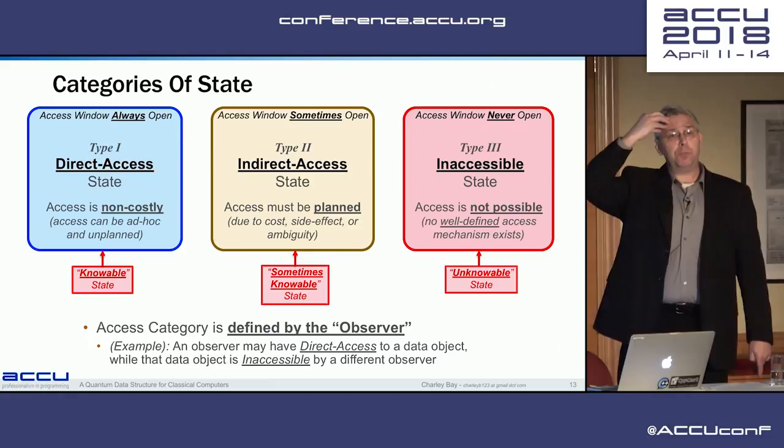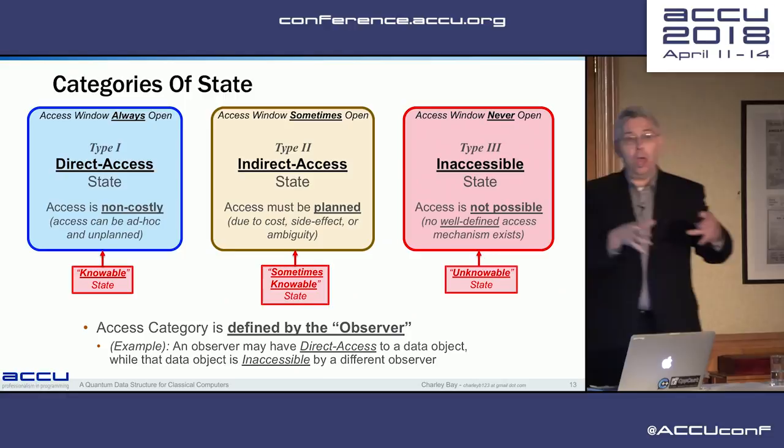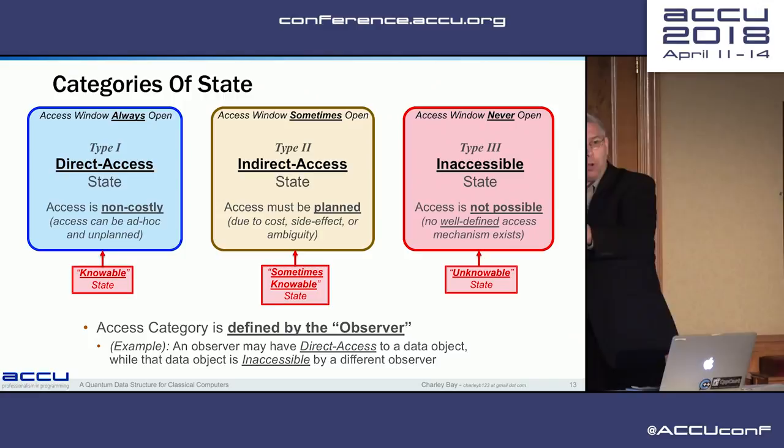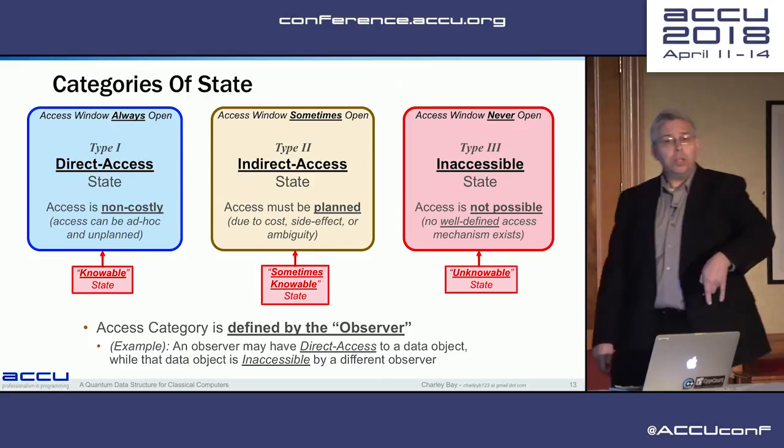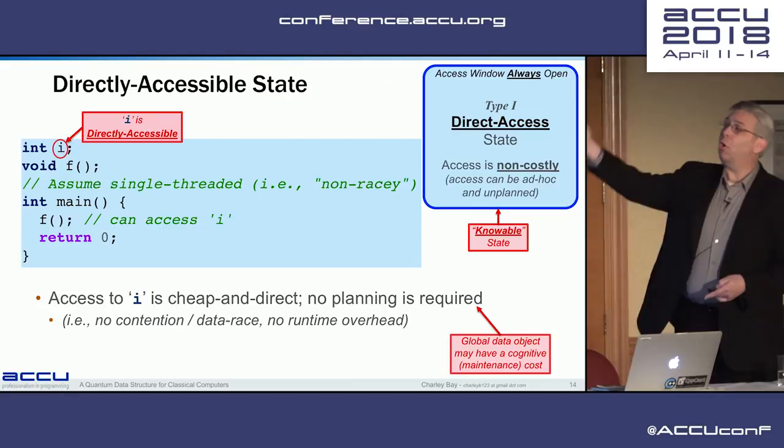So state is defined ultimately by the access by the observer. One observer can view the state, maybe directly manipulate it. Another observer, maybe there are windows where this other observer can access it, and maybe another observer yet can never access that state. So state's always accessed based on the context of the observer. Directly accessible: a global, in a single-threaded program. Just hit it, there it is, there you go.